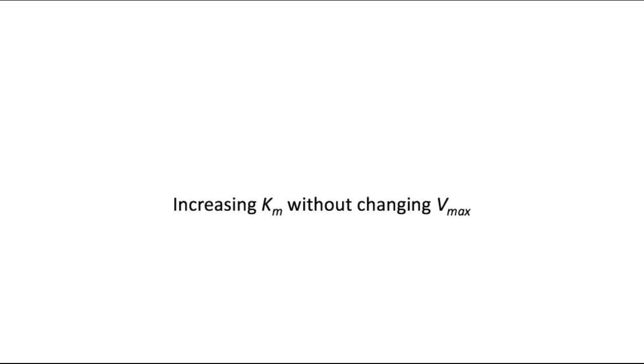Hi, in this brief video, we're going to talk about three different ways an enzyme can be inhibited. In the first case, we're going to look at the case in which the Km, or Michaelis constant, is increased and the Vmax is unaffected.